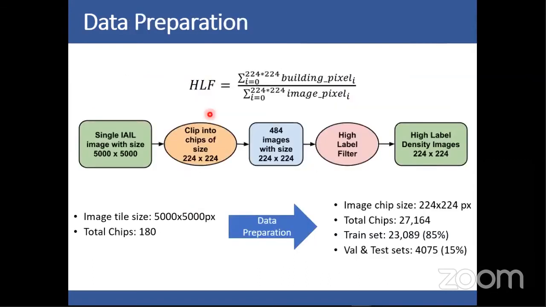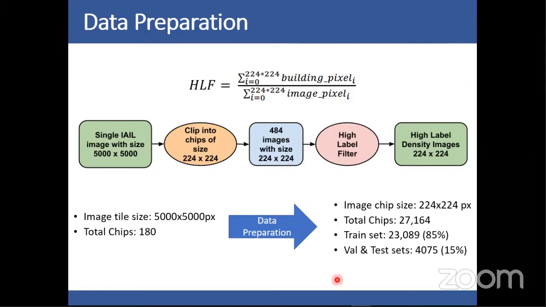So for data preparation, one tile of the dataset is 5,000 x 5,000 pixels. So what we are doing is chipping it into small images of 224 by 224. Now when we do so, a lot of these small chips do not contain any building at all. So we apply a filter called a high label filter, which will filter out the chips which do not have any buildings at all. This is done to avoid bias in the data set so that there is no issue of overfitting or underfitting while training the model.